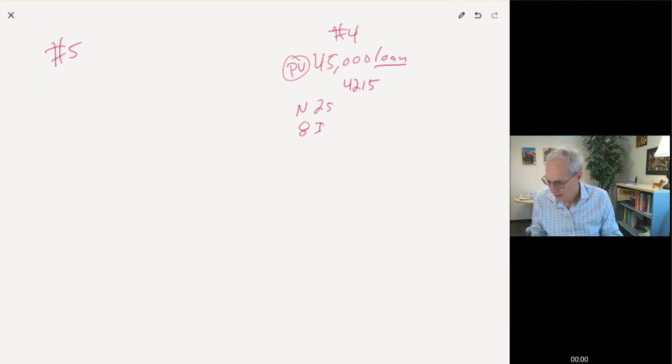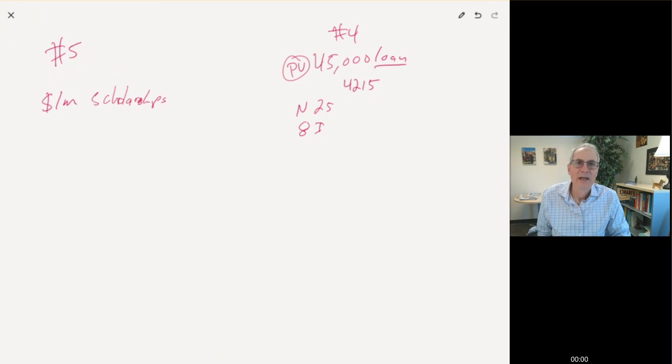Okay, number 5. So before we get to number 5, imagine there's a wealthy alum at OU, and they tell OU that they're willing to give OU $1 million to provide scholarships. But they want the money that they donate to OU to come back to their heirs whenever they die. So how could they do that?